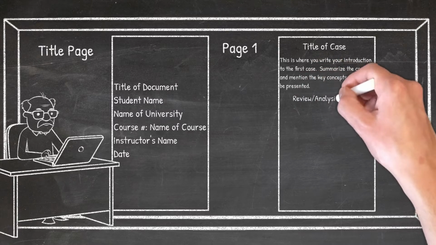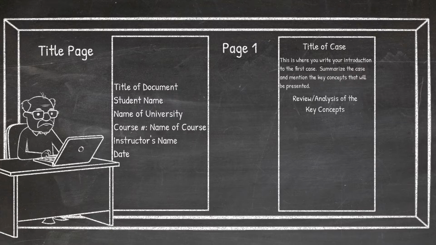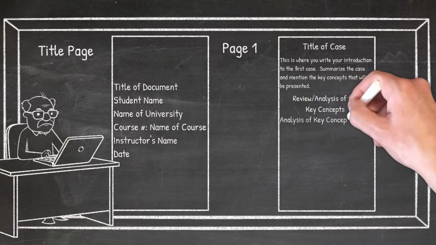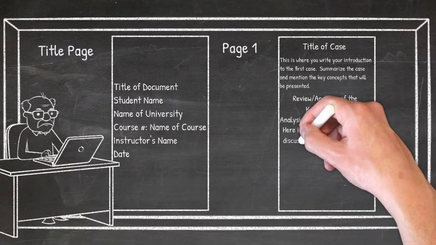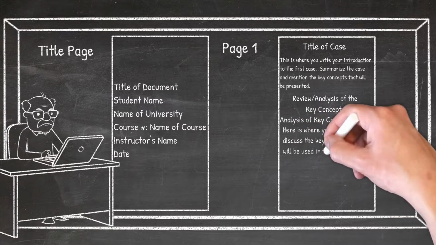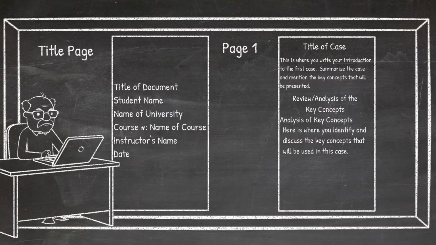The introduction should be followed by another section heading titled Review Analysis of Key Concepts. It should be centered, and a subsection heading which is left justified should follow, such as Analysis of Key Concepts. This is where you identify and discuss the key concepts that are used in your case analysis. Define key terms here to demonstrate your knowledge and understanding of the concepts presented in the chapter.